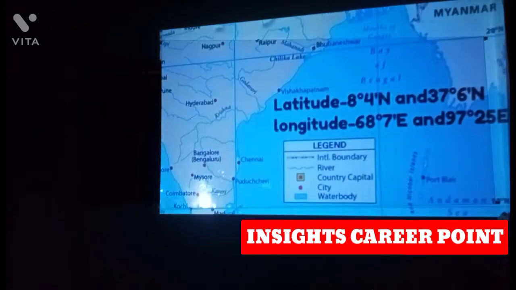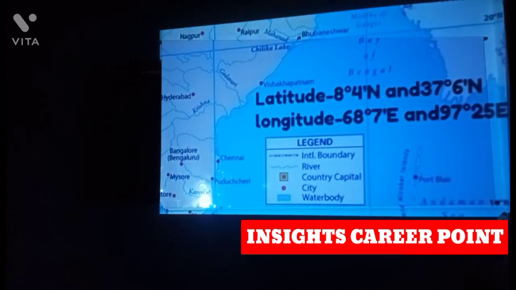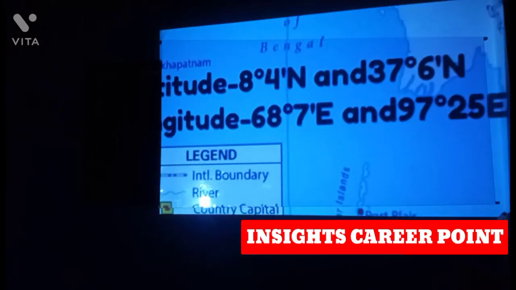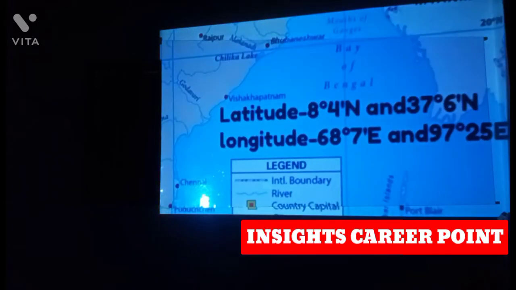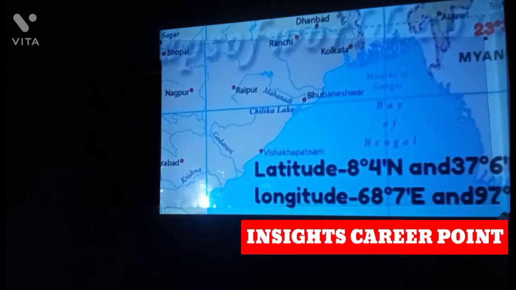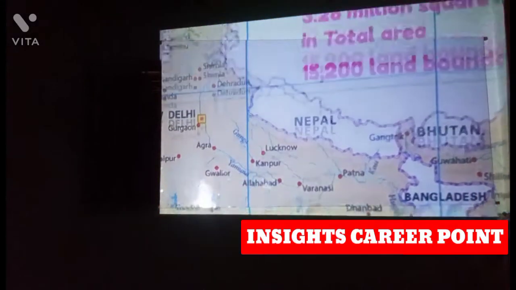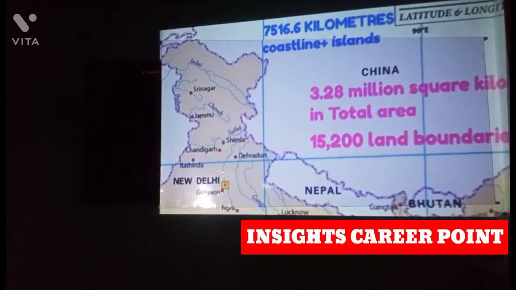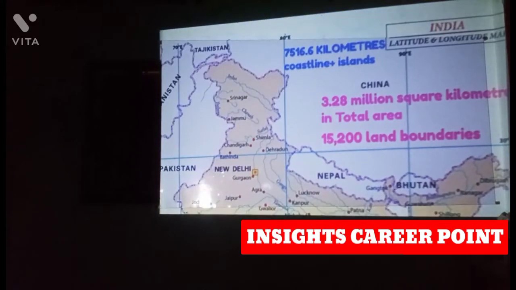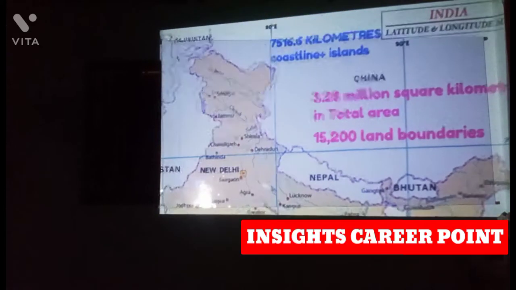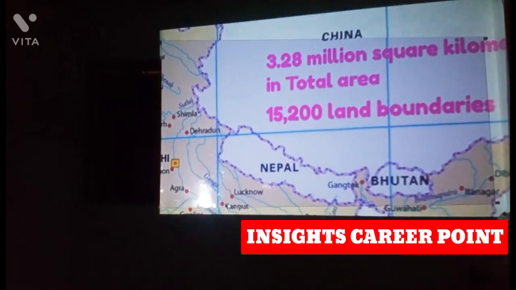Okay, let's see. Then, where is India situated? India is situated at a latitude of 8 degrees 4 minutes north and 37 degrees 6 minutes north. And the value of longitude is what? 68 degrees 7 minutes east and 97 degrees 25 minutes east. This is the latitude and longitude value of India. And then you can see here the total area of India. We can see 3.28 million square kilometers is the total area of India.